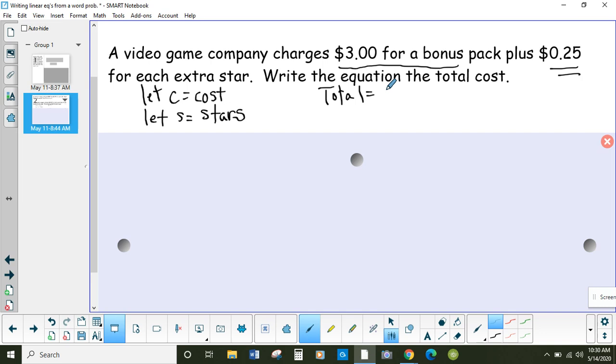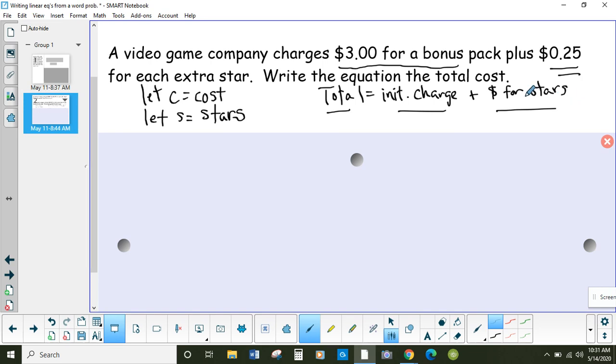It is going to be an initial charge, and money for each star. And let's make sure that this makes sense to you. All the money is for the pack and a little extra for each star. Does that make sense? Because if it does, really, you can just write this equation, no problem.